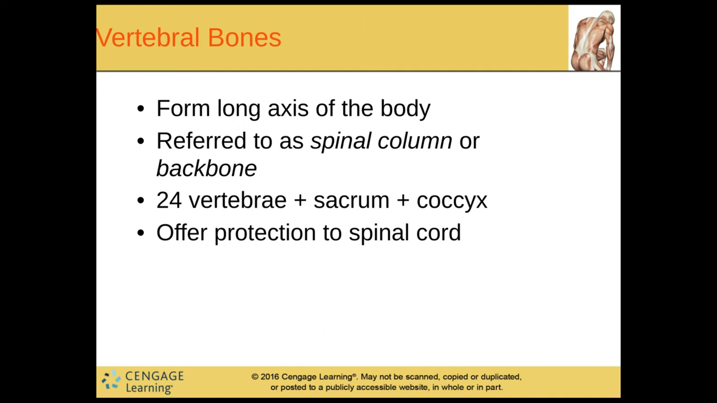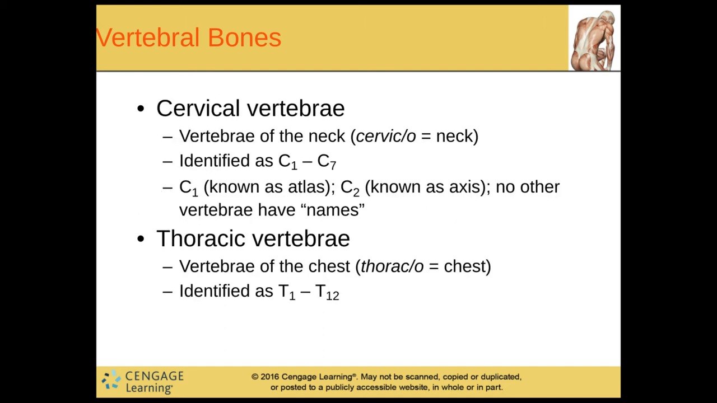So vertebral bones, these form a long axis of the body. It's referred to as the spinal column or the backbone, right? So there's 24 vertebrae. We talked about that in the last lecture. Your sacrum and your coccyx, and these offer protection to our spinal cord. We have our cervical vertebrae, so that's those ones that are really close to the head and neck, right? So if you break it down, cervic or cervico equals neck.